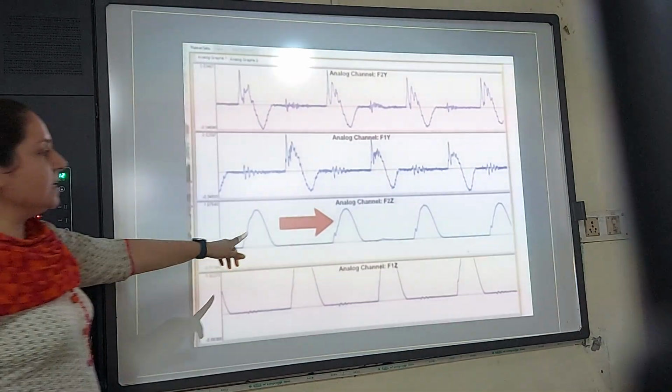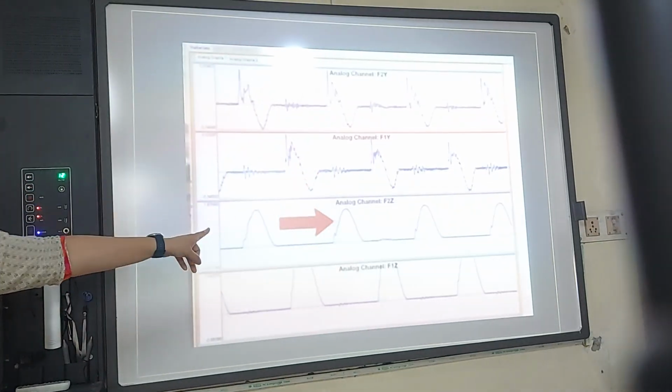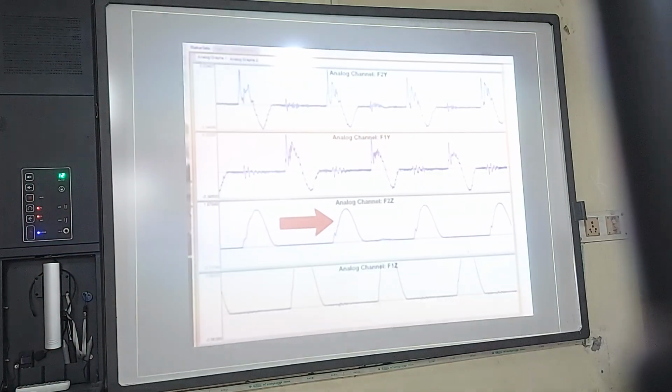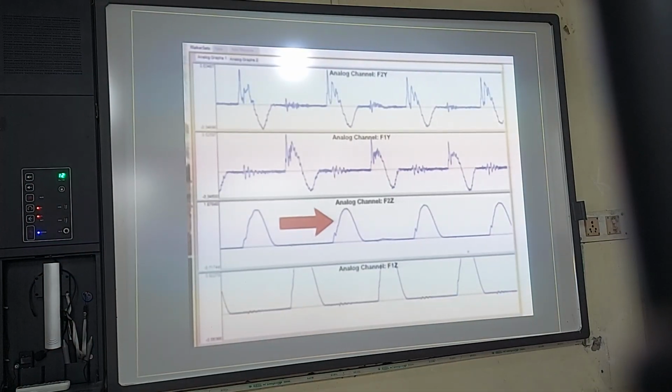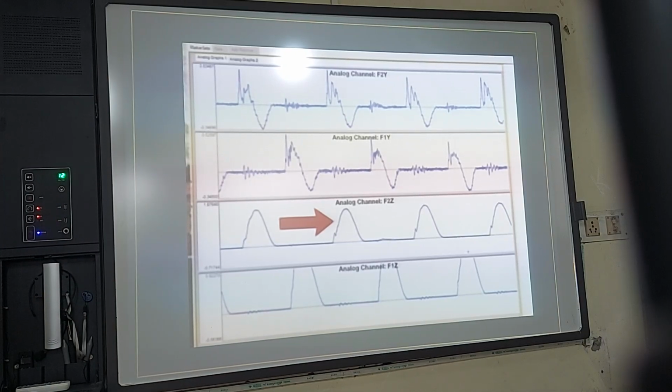If we see, while walking there was a double, a two peak structure. Now you see this peak structure is only one. There is no dropping, there is no height. It has only maintained its one point. Fine. As soon as it strikes, the peak will change.